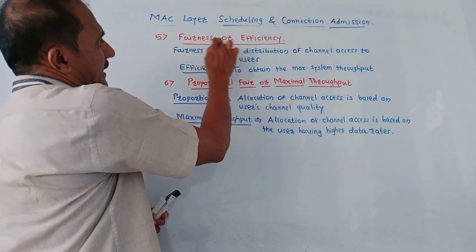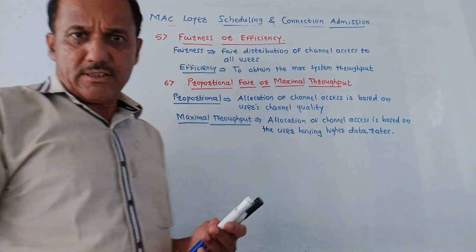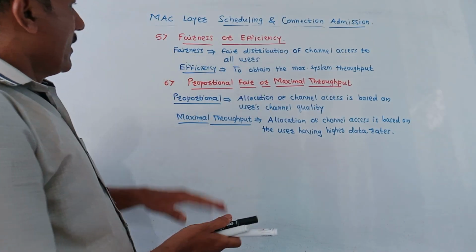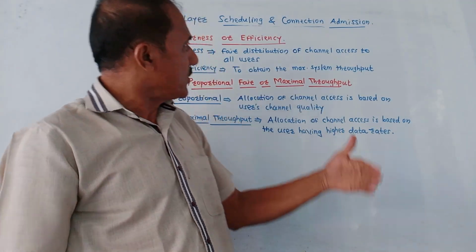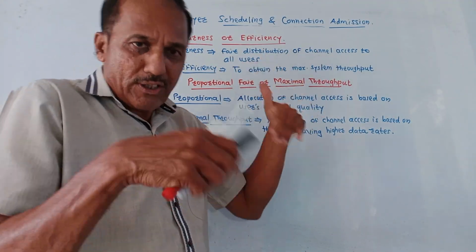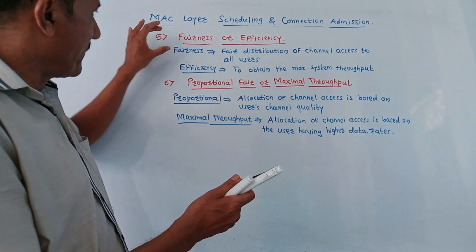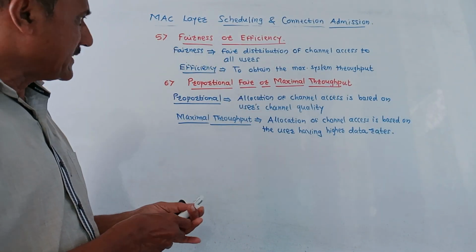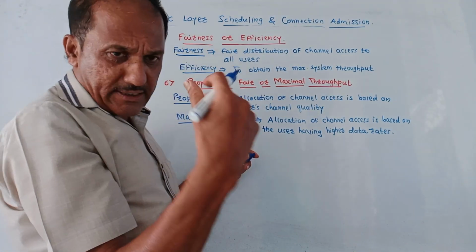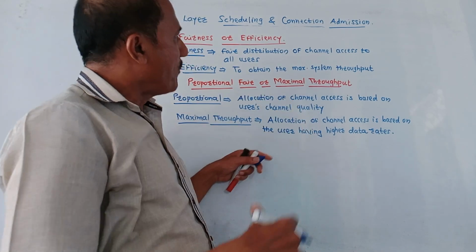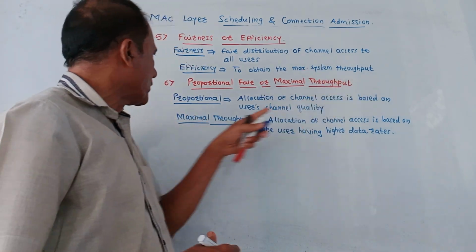Next type is fairness or efficiency. For the fairness type of scheduling, as the name indicates, there should be a fair distribution of channel access to all the users. This is the main point considered while performing this type of scheduling. Efficiency: here the scheduling is done keeping in mind obtaining the maximum system throughput, that is maximum system output.